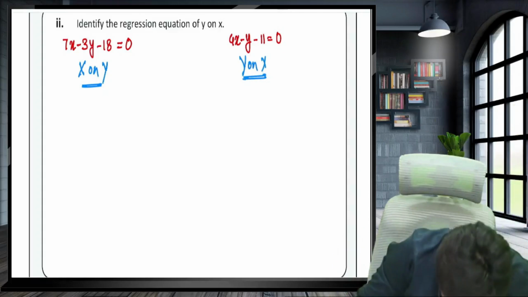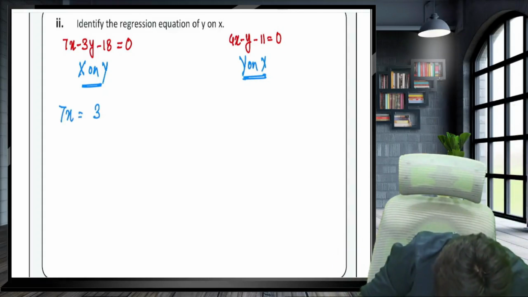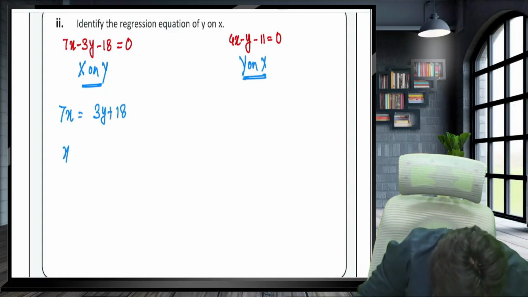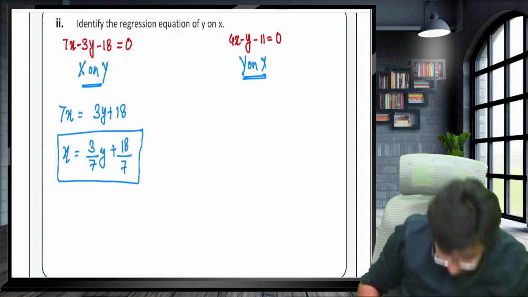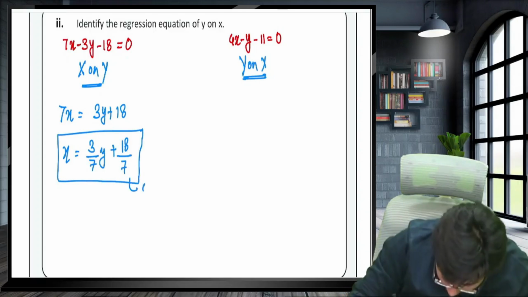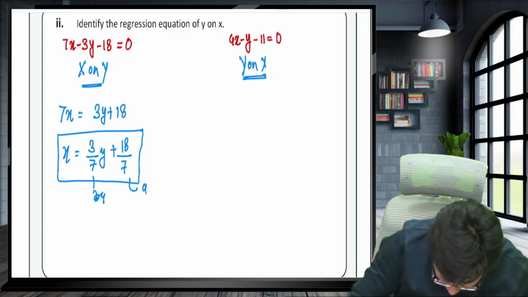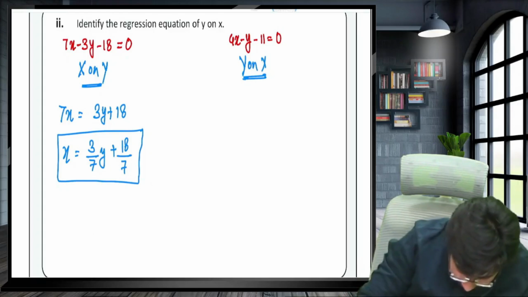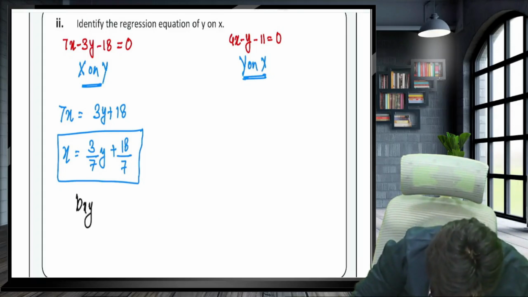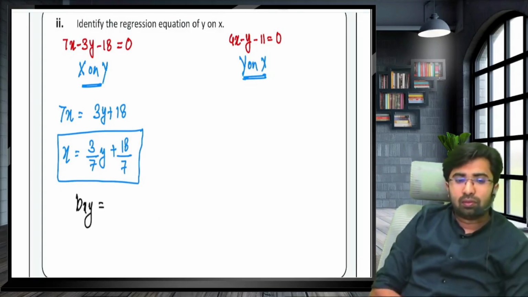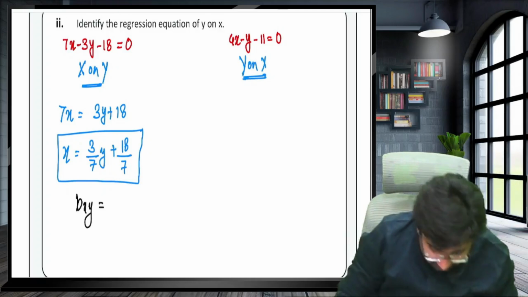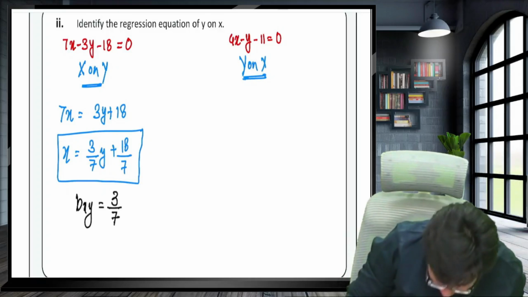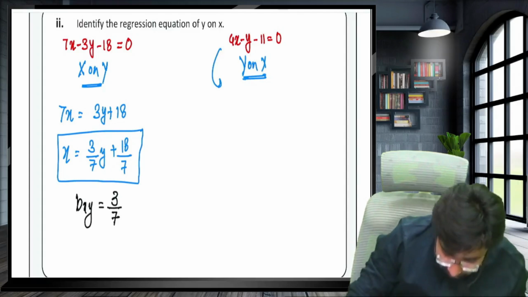Let's do that. 7x is equal to 3y plus 18. So guys, x is equal to 3 by 7 y plus 18 upon 7. Guys, can you see this is x on y? X is equal to a plus by. Guys, from here, can you tell me what is b x on y? Say yes or no. What is b x on y? 3 by 7? Yes.